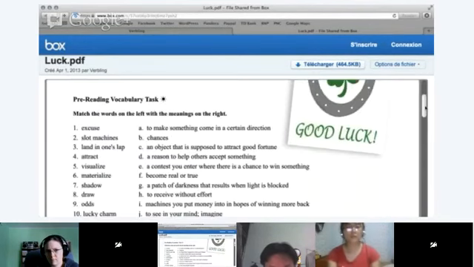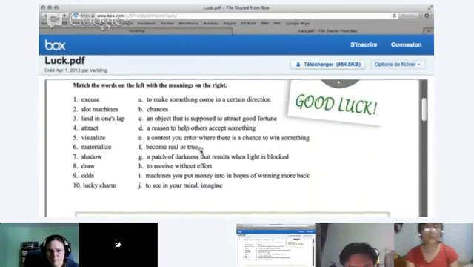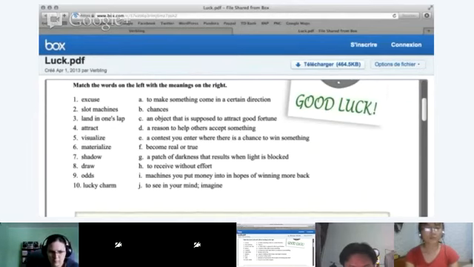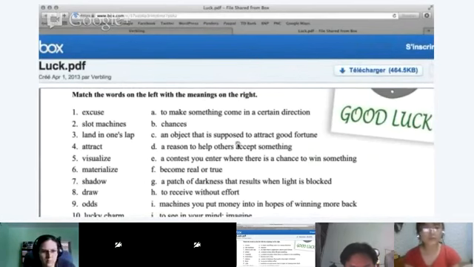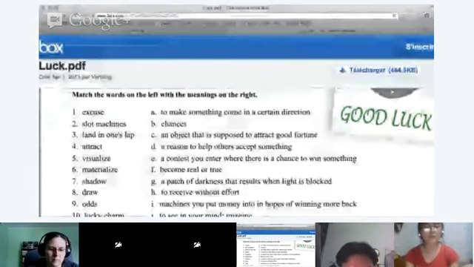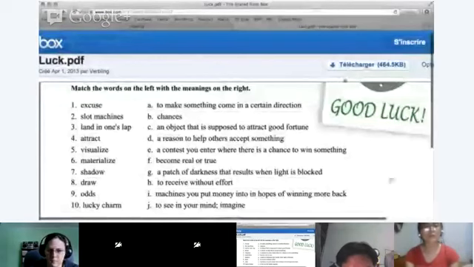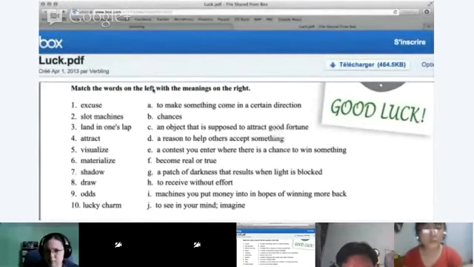We're going to match the words on the left with the meanings on the right. So what's an excuse? Does anyone know? What is an excuse? What letter is the definition? Any ideas?